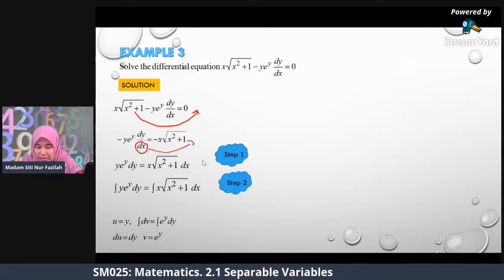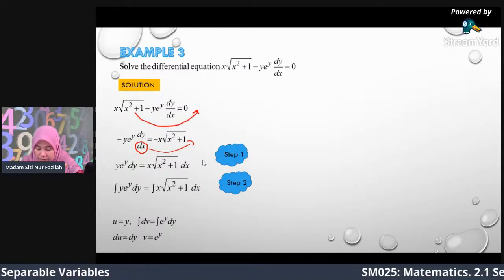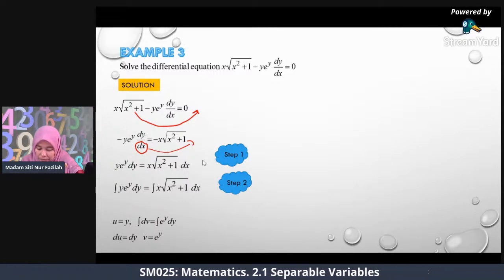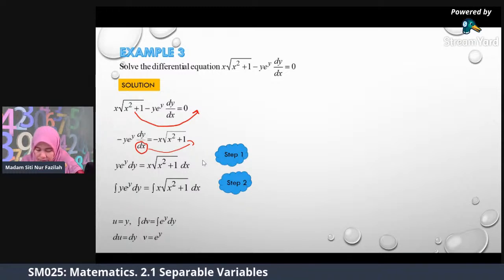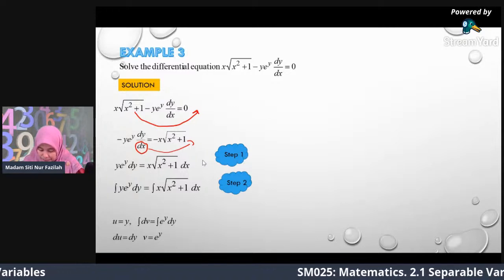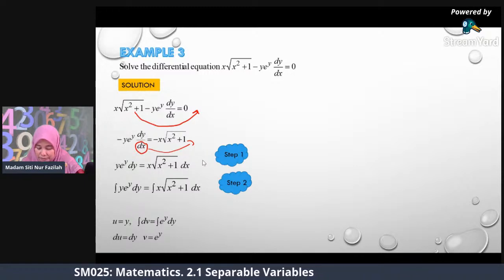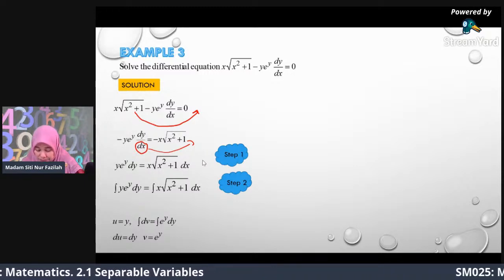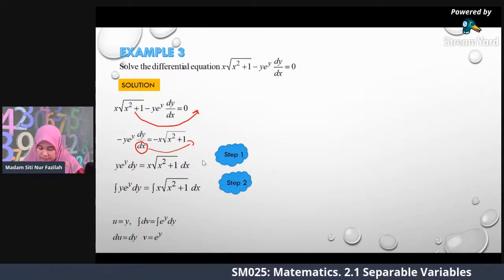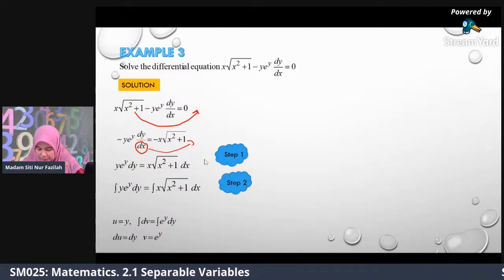That means we need to find u equal to y, a polynomial. We must use the concept of LIATE to solve by parts. Let u equal y, and then we differentiate, we can get du equal to dy. Integrate dv equal to integrate e^y dy. Integrating dv, v equal e^y. That's the information for integration by parts.